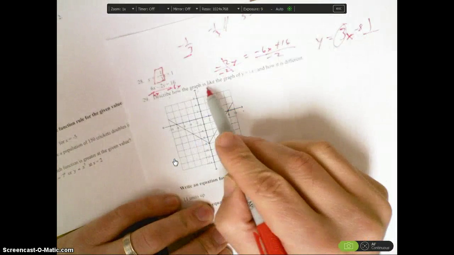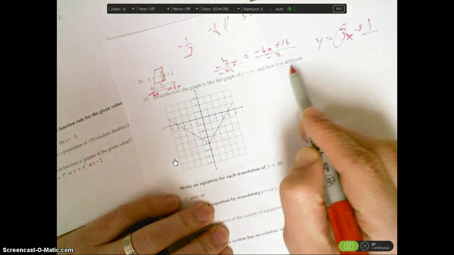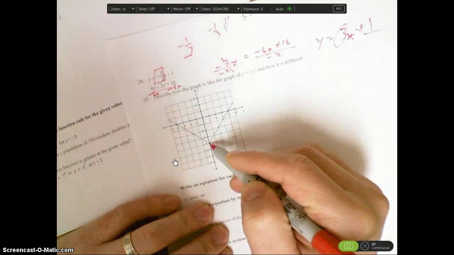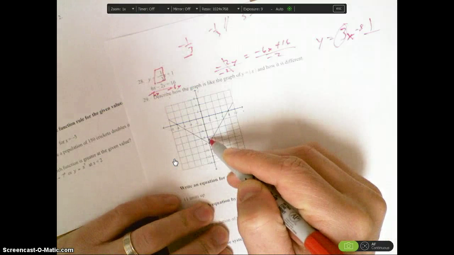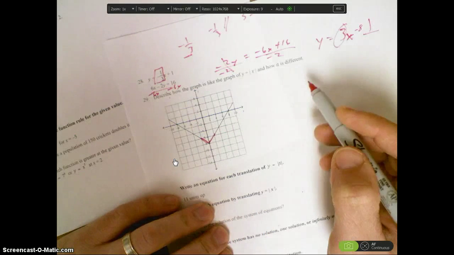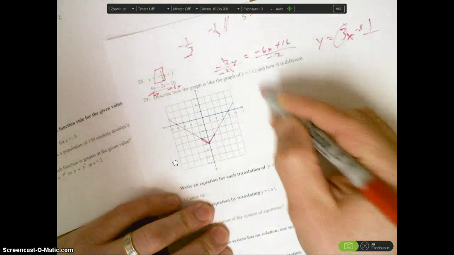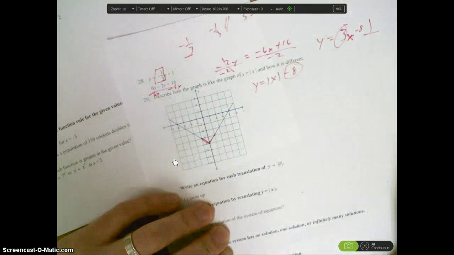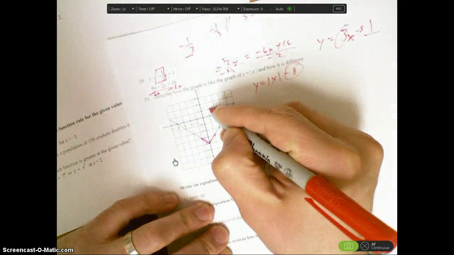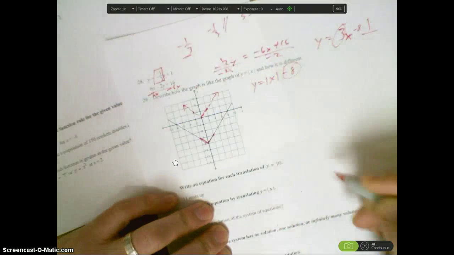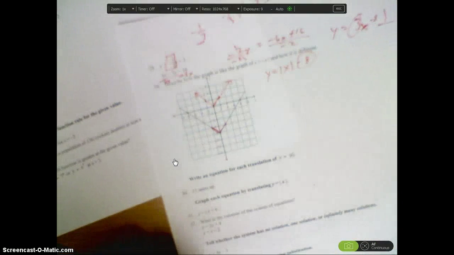All right, describe how the graph is like the graph of y equals the absolute value of x and how it's different. They both have the shape of a V. They all have a slope of negative 1, positive 1. So this side's positive 1, up 1 over 1. So yep, it's the slope of 1 and the slope of negative 1. So the only thing we're doing here is moving this down 8. So this would be y equals the absolute value of x minus 8, with the minus 8 being outside the absolute value symbol. So all we did was translate this down 8. So this would have been my original parent function.